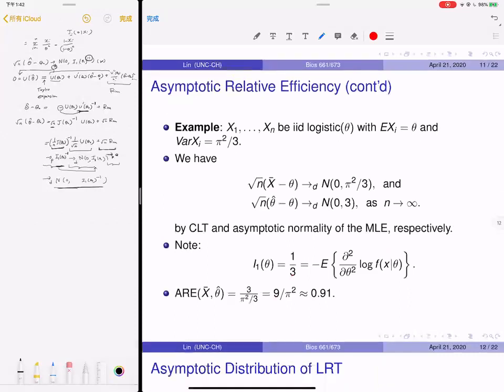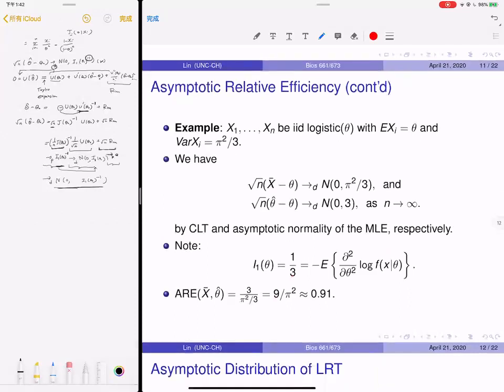Okay. Final 3 minutes. I think this one is easy to go through, so let me go through it. So we can talk about the asymptotic distribution of LRT next time.